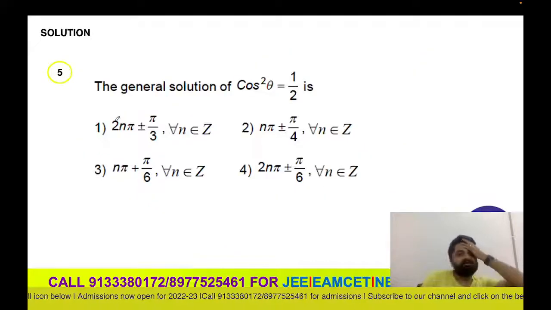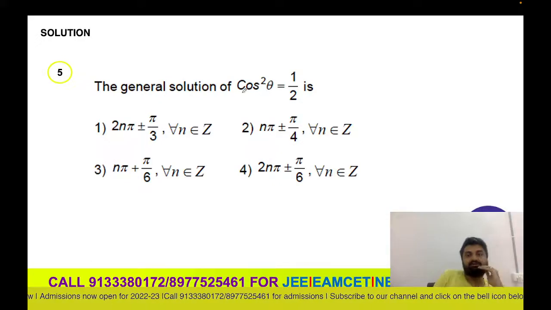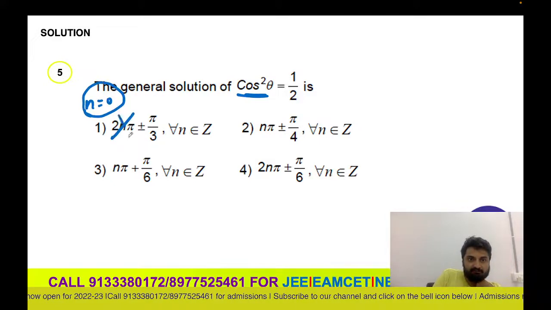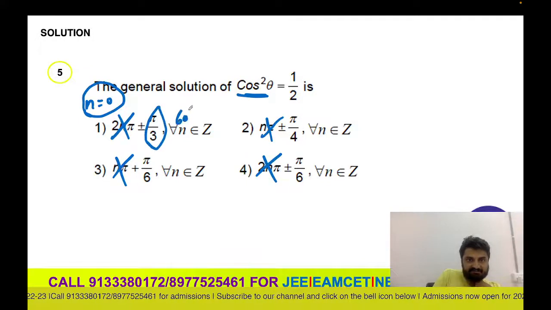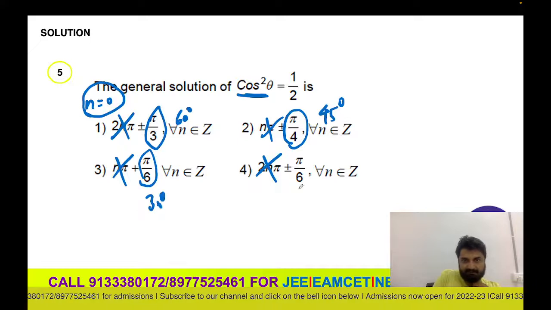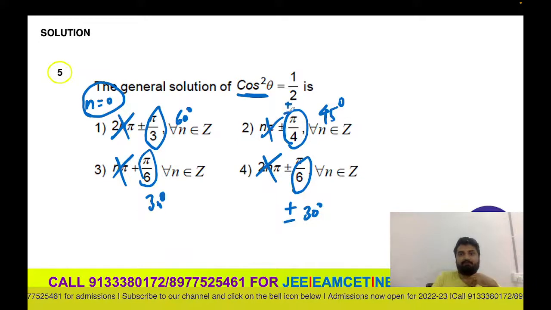Now coming to the last question of the day, which is question number 5. The general solution of cos square theta equal to half is. So again, n value 0 as usual. So all the n's are gone. Pi by 3 is nothing but 60 degrees. Pi by 4 is nothing but 45 degrees. Pi by 6 is nothing but 30 degrees. This is plus or minus 30 degrees. This is again plus or minus 45.